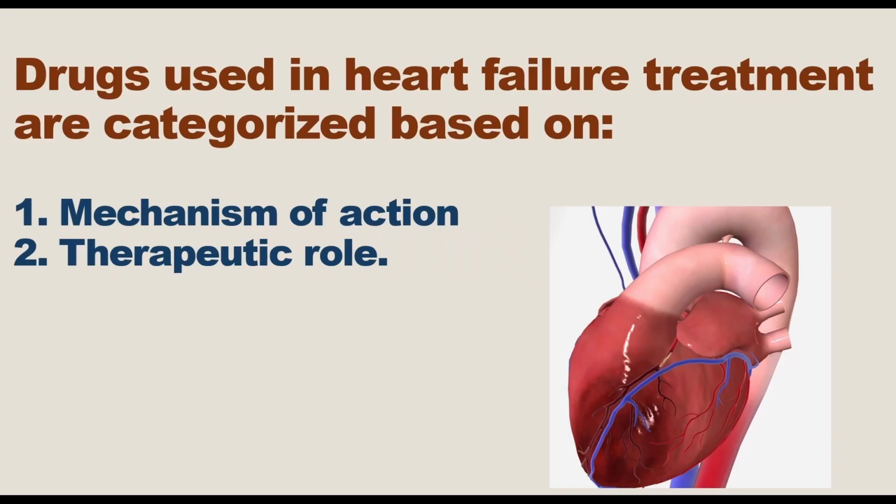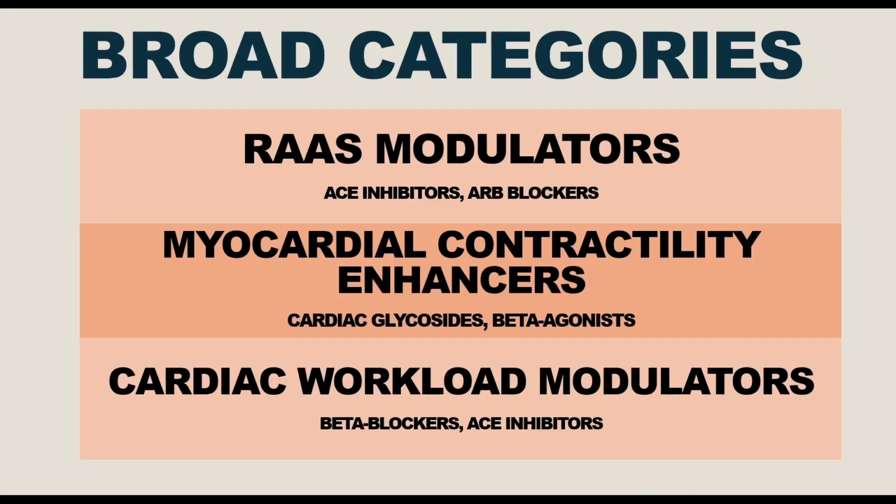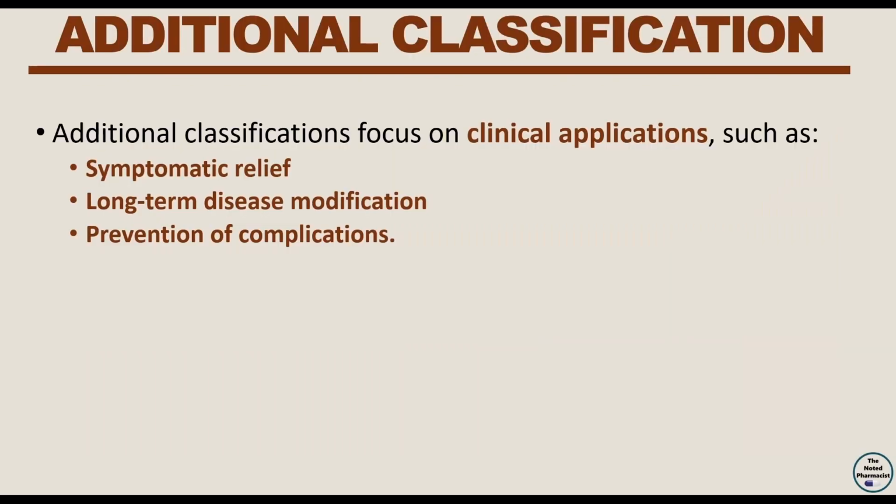Let's look at classification of heart failure medication. Drugs used in heart failure treatment are categorized based on their mechanism of action and therapeutic role. These include agents that modulate the renin-angiotensin-aldosterone system, RAS, enhance myocardial contractility, and reduce cardiac workload. Additional classifications focus on clinical applications, such as symptomatic relief, long-term disease modification, or prevention of complications. This categorization facilitates tailored therapy for individual patients based on disease severity and comorbidities.